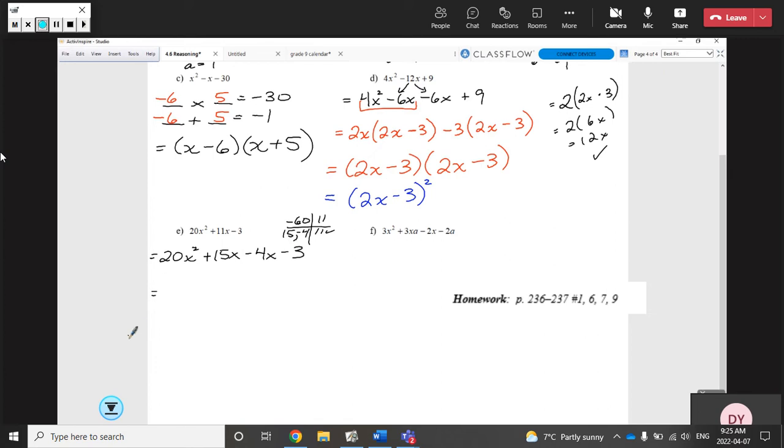When we group factor, I think we're going to take out a 5x. And we're left with 4x plus 3. And then this is a strange one for the next two terms. We're actually going to just common factor out a negative 1, which feels really weird. And we're left with a 4x plus 3.